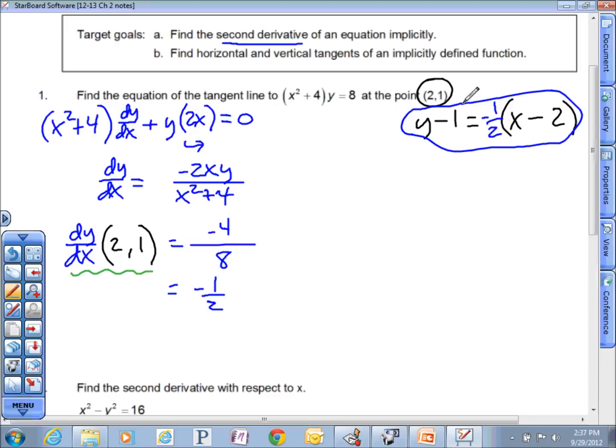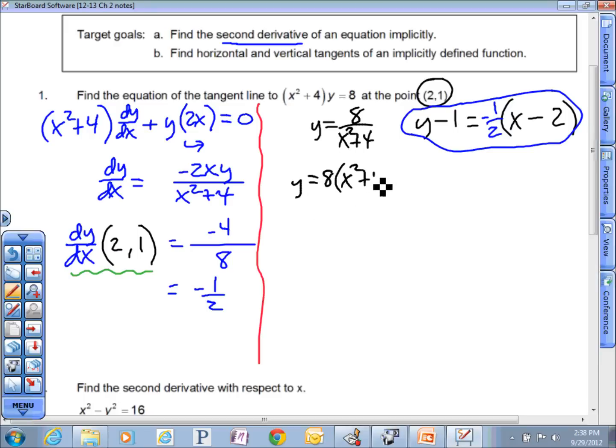Now, another thing that I could do with this particular problem, just to give people something else to think about, is I could actually define this equation explicitly instead of implicitly. Well, what does that mean? If I define this equation explicitly, that would mean I had y by itself. Well, this equation wouldn't be that hard to get y by itself. Y, if we divided by x squared plus 4, would be the same as 8 over x squared plus 4. Or y would be 8 times the quantity x squared plus 4 to the negative first. I'm trying to avoid quotient rule.